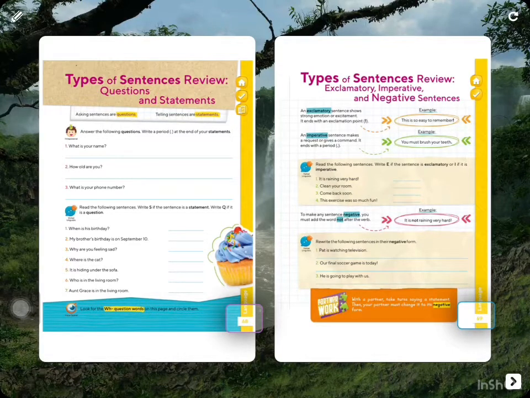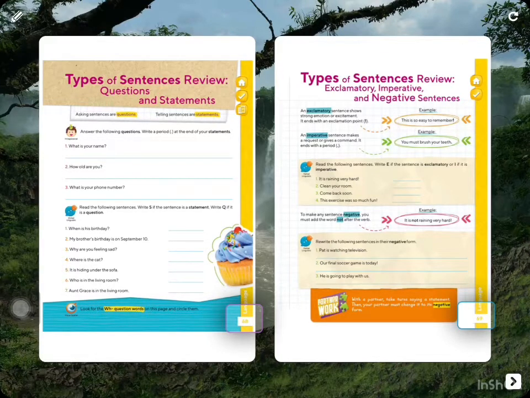On page 69, we are going to review exclamatory, imperative, and negative sentences. Remember, an exclamatory sentence shows strong emotion or excitement, and it ends with an exclamation point. An imperative sentence makes a request or gives a command. It ends with a period. And to make a sentence negative, you must add the word not after the verb.